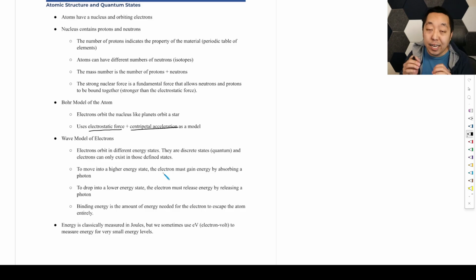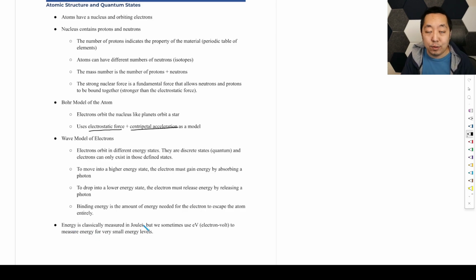To move into a higher energy state, in order for an electron to gain energy, it has to absorb a photon. And to go into a lower energy state, the electron must release energy by releasing a photon. So photons contain energy. Those are light particles. The binding energy for an electron to be bound to an atom is the amount of energy for the electron to escape. So if you hit the electron with a photon with greater than the binding amount of energy, then it will escape, right?